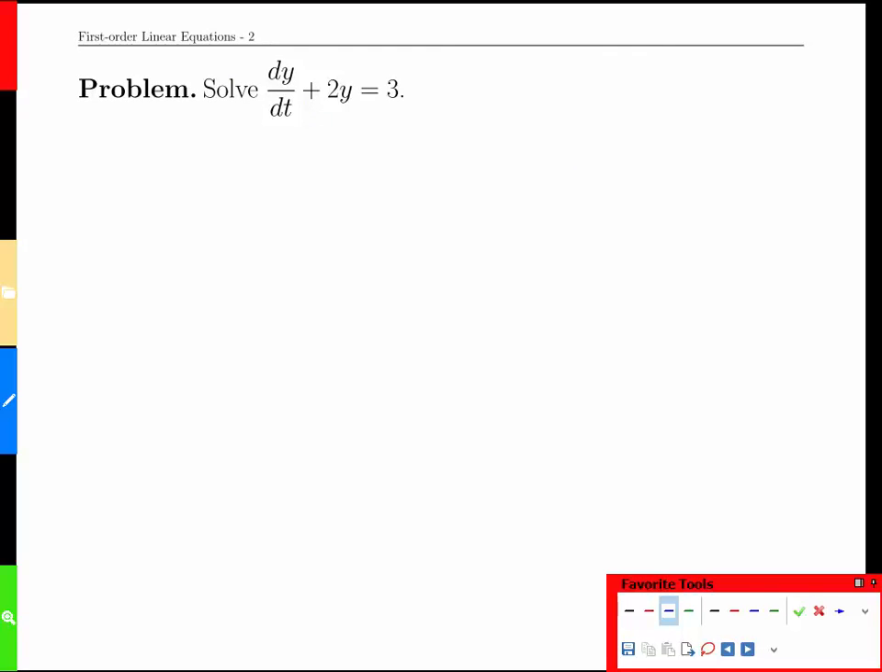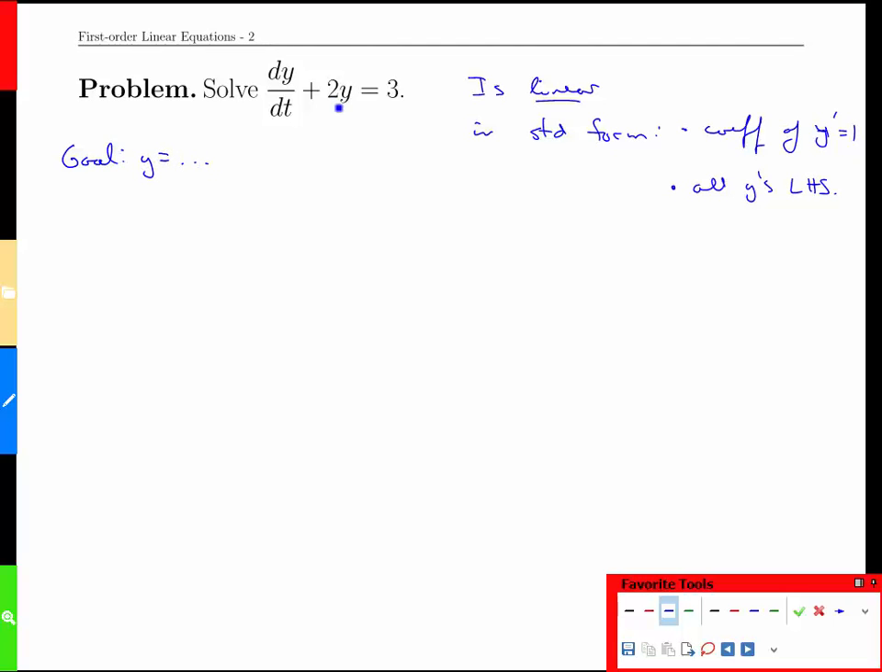So let's take a look at this example here. This is linear because we have the y prime by itself, the y with a multiplier, that's fine, and it's in standard form. Turns out that's not going to help us yet, but it's a good thing to keep an eye on because the coefficient of y prime is equal to 1, and all the y's are on the left-hand side, with any other terms remaining on the right. And once we have this, and we're asked to solve, again, our goal is to solve for y equals. Then the only technique we have so far, and we're going to increase this shortly, is to separate and integrate.